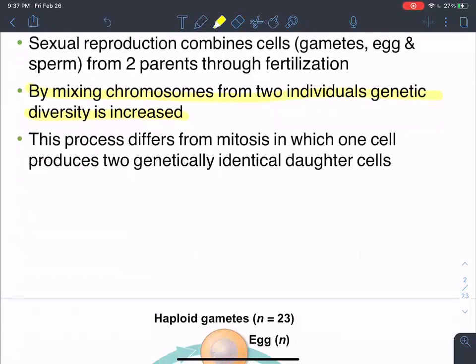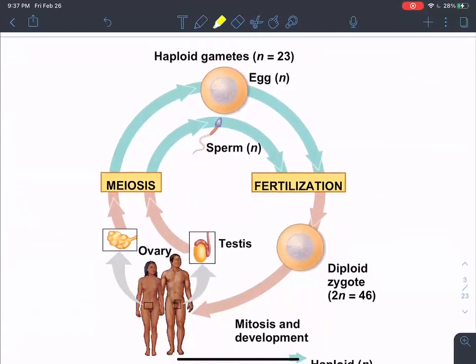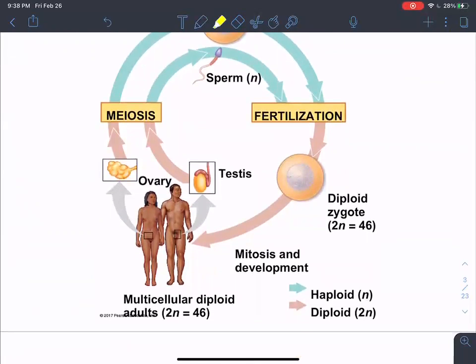And this process is going to differ from mitosis, in which one cell produces two genetically identical daughter cells, in that we are going to start out with two haploid gametes, an egg and a sperm, and they will join together in fertilization to form a diploid zygote. So that's what this cycle is showing: you get a sperm from the male testes, an egg from the female ovaries, and those will join together during fertilization to form a diploid zygote. So this is where the 2n, or chromosomal number, equals 46.